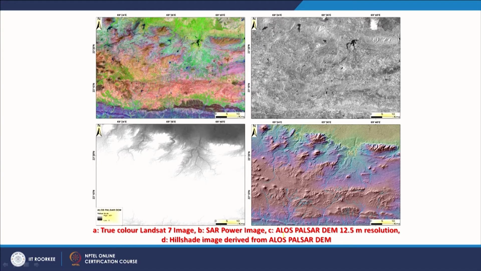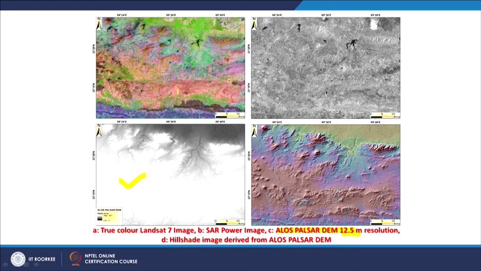Similarly, instead of RadarSat, we employed ALOS PALSAR DEM and could generate a 12.5 meter resolution, and this is from the Gujarat area or Kutch region. So as you can see, this is a digital elevation model of the same area.